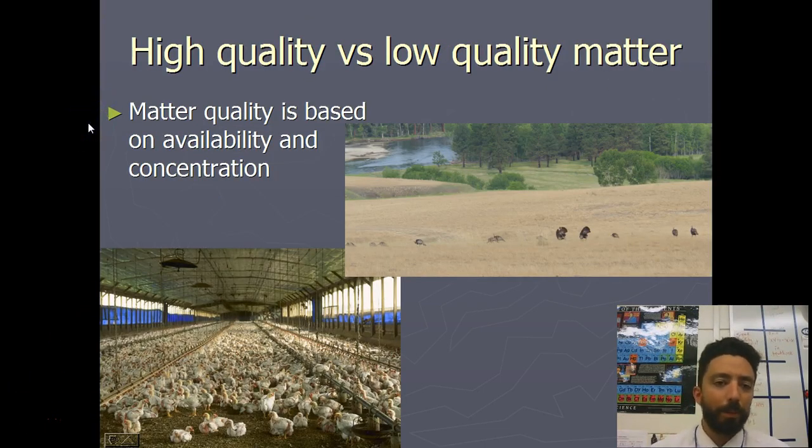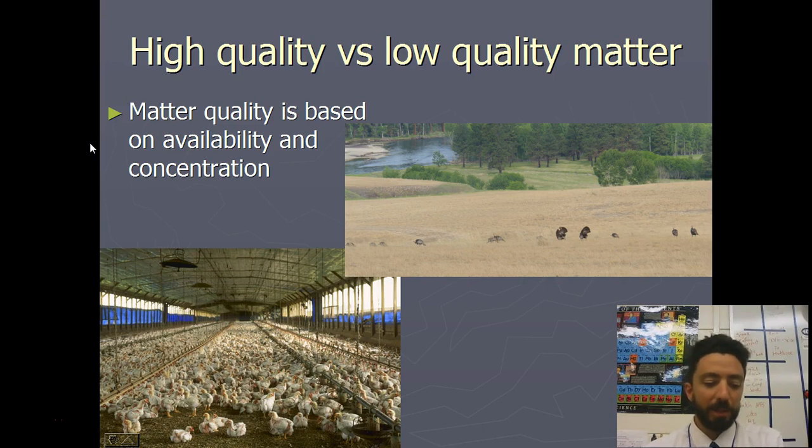All right, we can break apart matter into high quality and low quality matter. And the quality is based on two different things. It's based on how available it is and how concentrated it is. The more easily available matter would be known as high quality matter, while the more concentrated matter is also going to be higher in quality. And so it's kind of a range of things. We don't just have this is high quality, this is low quality always. It's kind of a range of things.